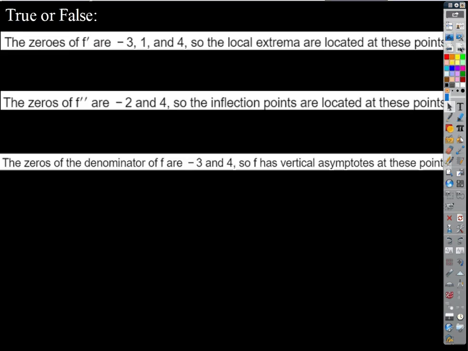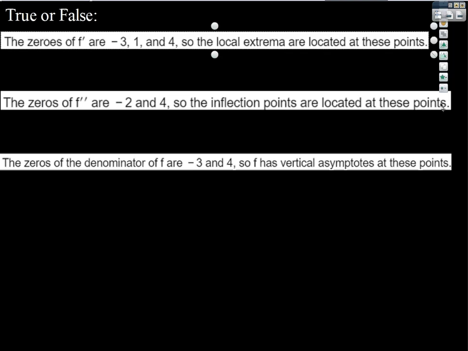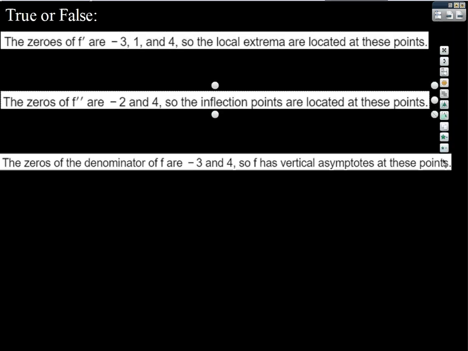All right, what about these? True or false? The zeros of f prime are -3, 1, and 4. So the local extrema are located at these points. True or false? True. Okay, read it again. It's false. I'll tell you it's false, but I want you to tell me why.